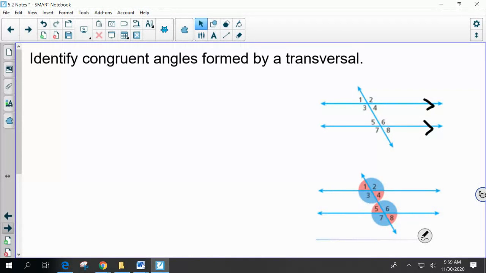If you look right here, it's color coded. Angle 1 is congruent to angle 4. Here's how you write that: angle 1 is congruent to angle 4. Angle 1 is also congruent to angle 5. And then angle 1 is also congruent to angle 8.